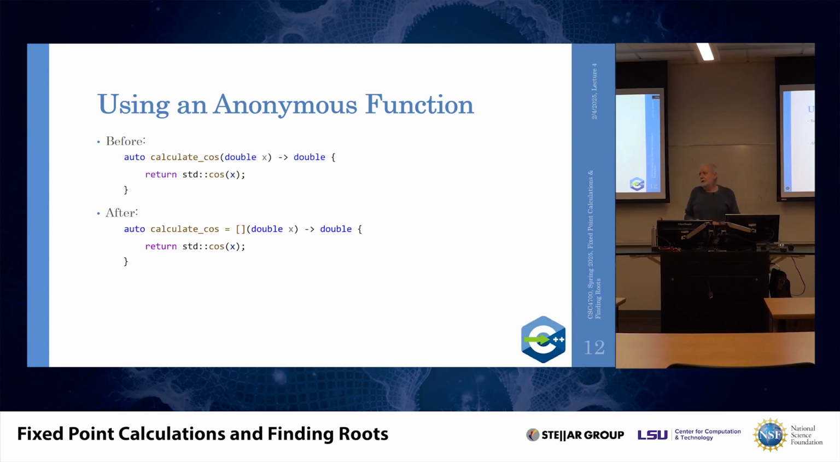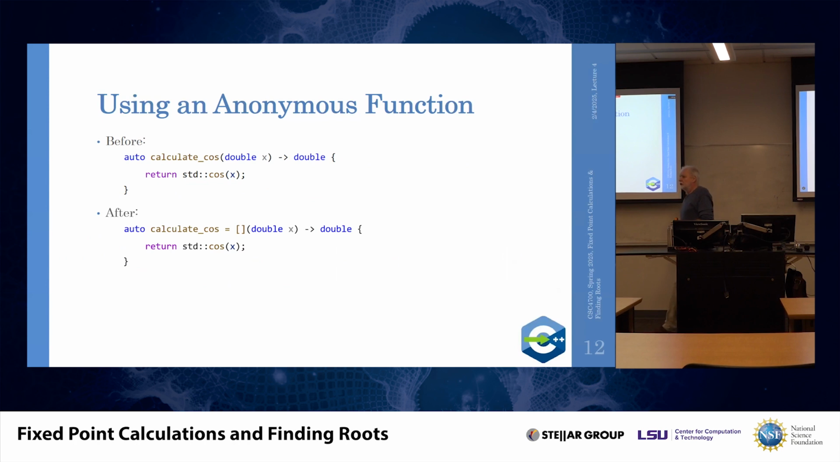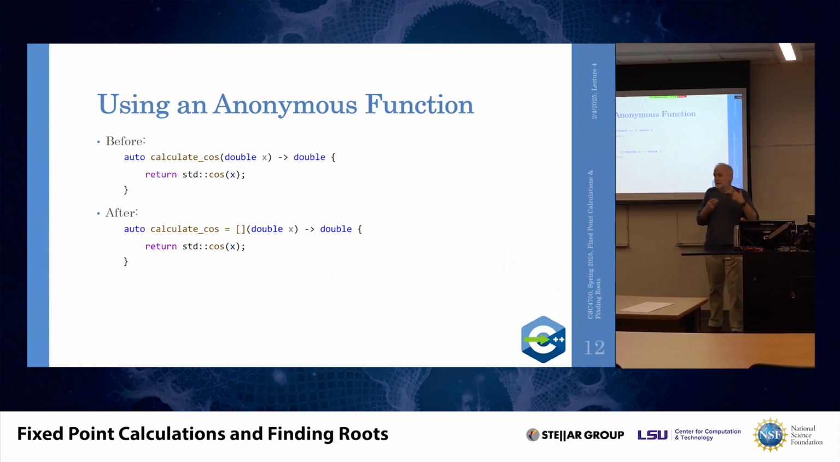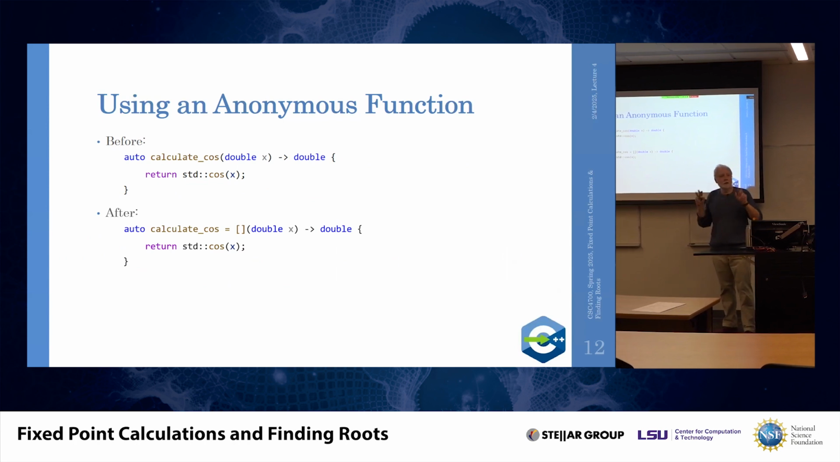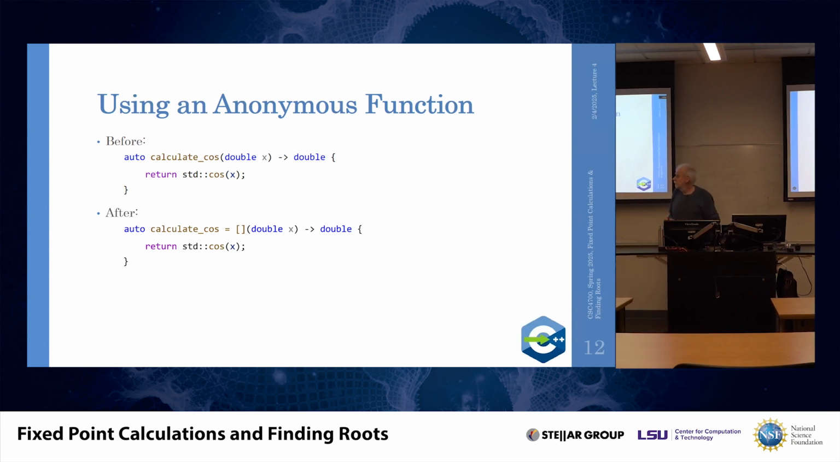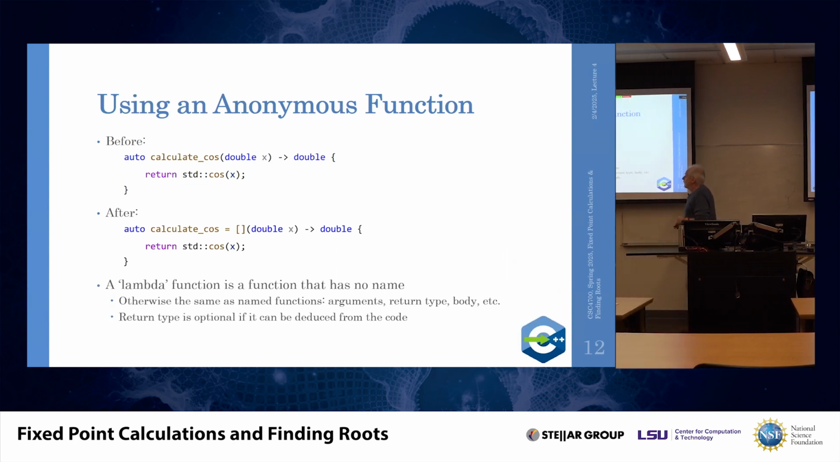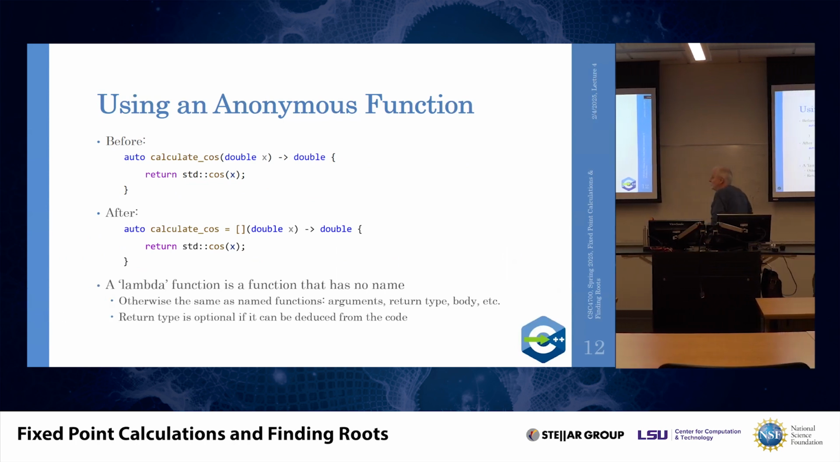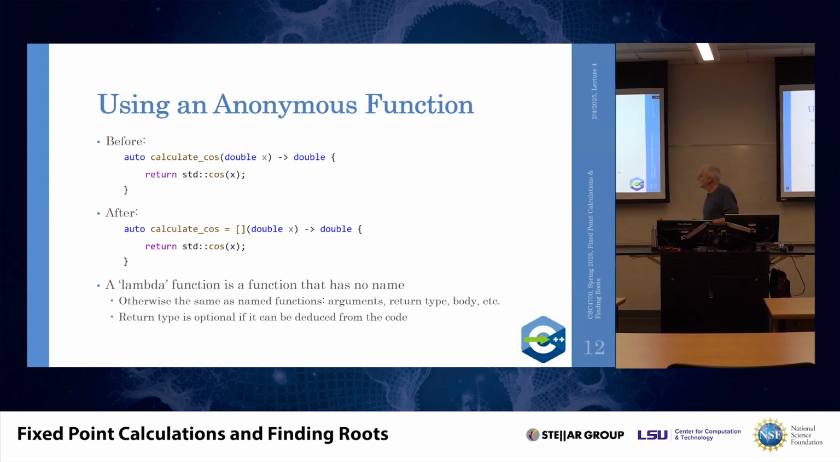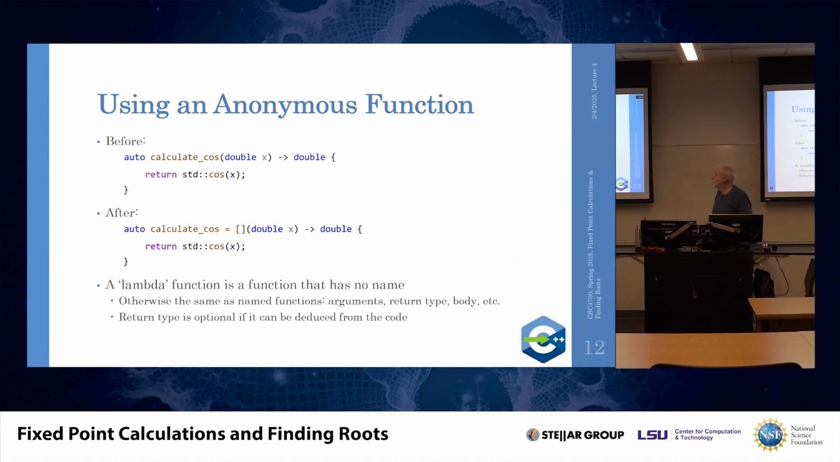Please note that lambdas are distinct from each other. Even if you define the same lambda twice in the code, these two functions have different internal names and are separate. They are not the same things. Okay, so a lambda function is a function that has no name. Otherwise, it's the same as a named function. It has arguments, it has a return type, it has a body.